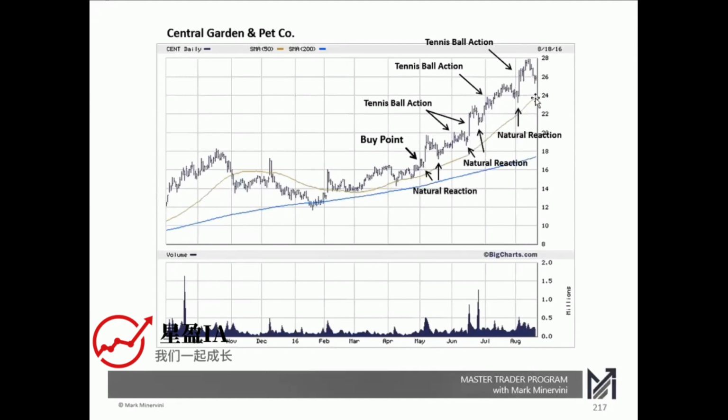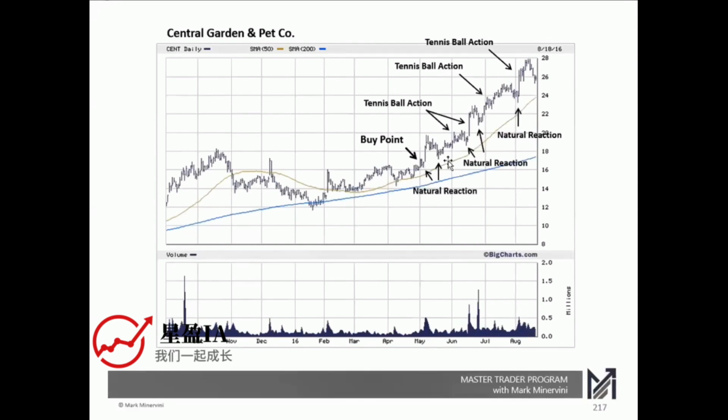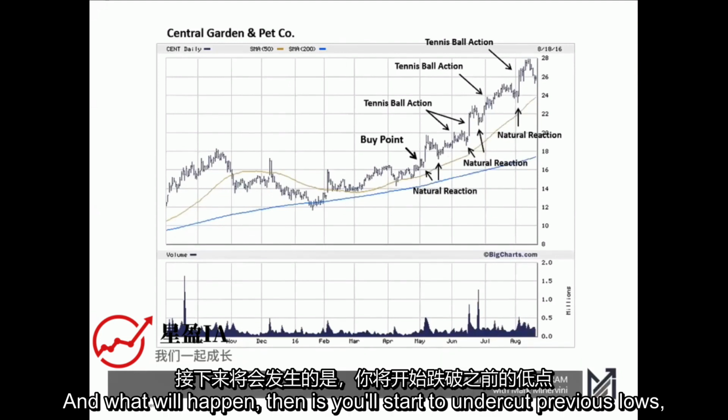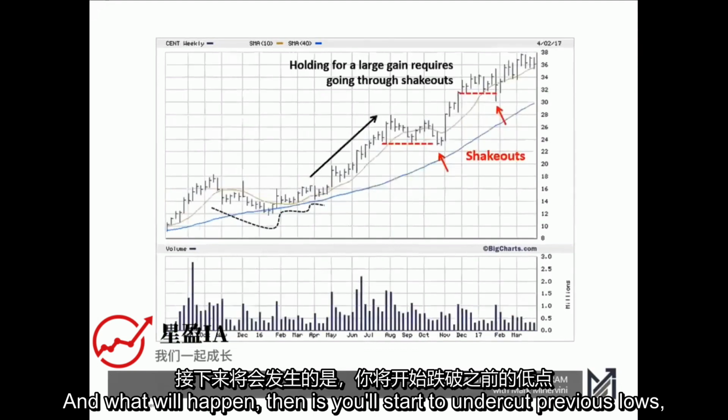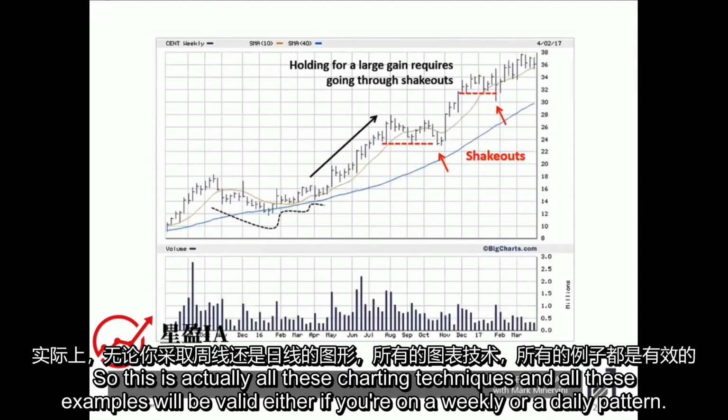When you get to your second or third rebound from a natural reaction, usually you're looking at another natural reaction that's going to actually be a little more excessive. And what will happen then is you'll start to undercut previous lows, and you might get shaken out of it at that point.